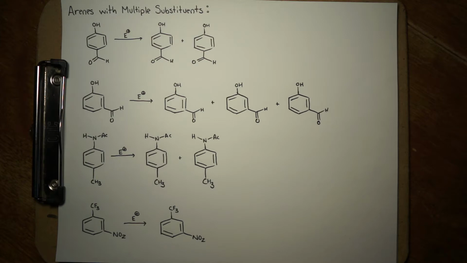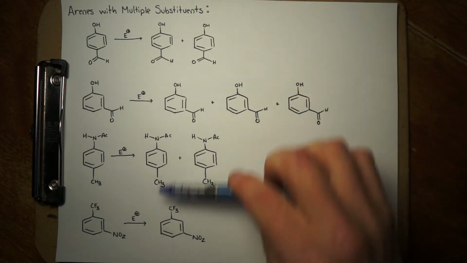We've also learned that groups are able to direct substitution onto specific positions around the ring. And so this story, you might think, might get a little more complicated if there is more than one substituent on the benzene ring when we try to do electrophilic aromatic substitution. But in reality, it's pretty simple.